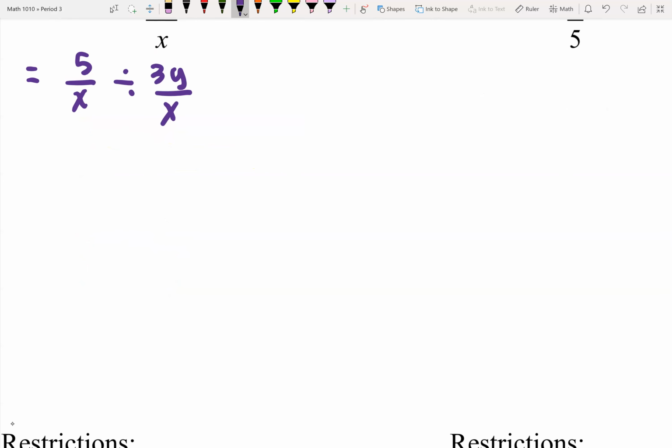Tell me the next step. Flip it. Thank you for answering. Which one do I flip? The second. The one that's after the division, right? So that would be 5 over x multiplied by x over 3y. I'm not going to multiply the tops together and the bottoms together yet. What am I going to do before I do that?